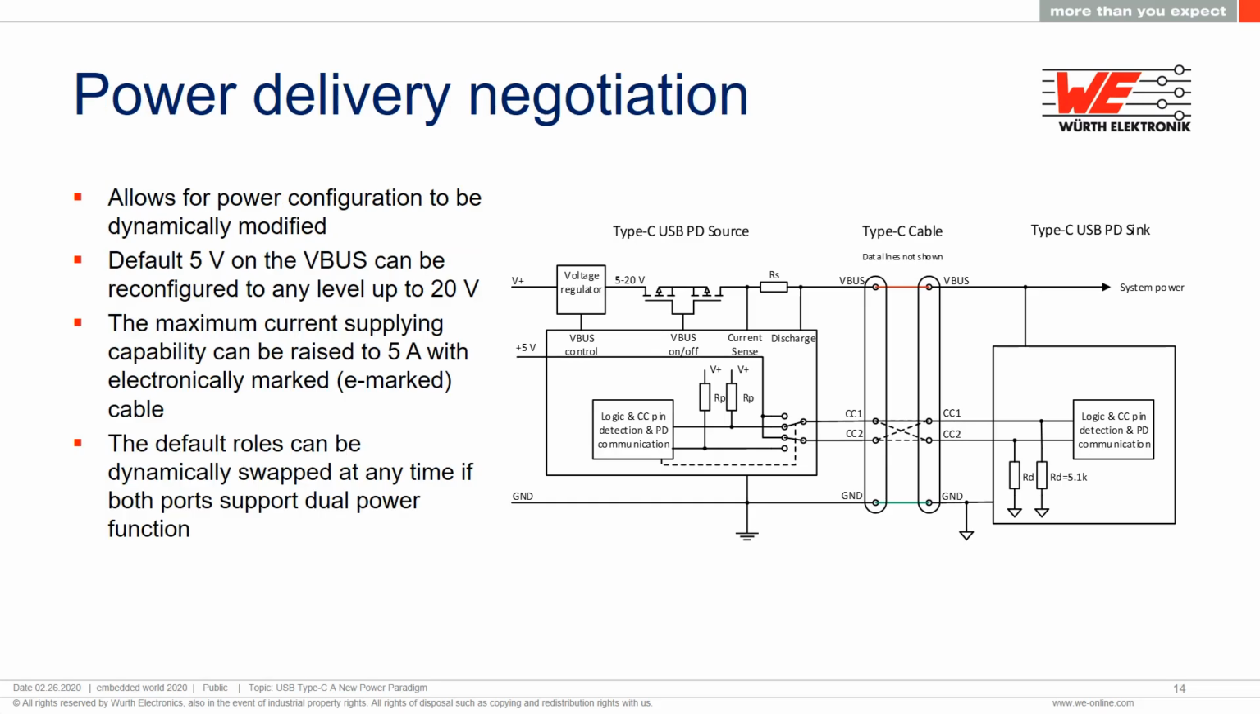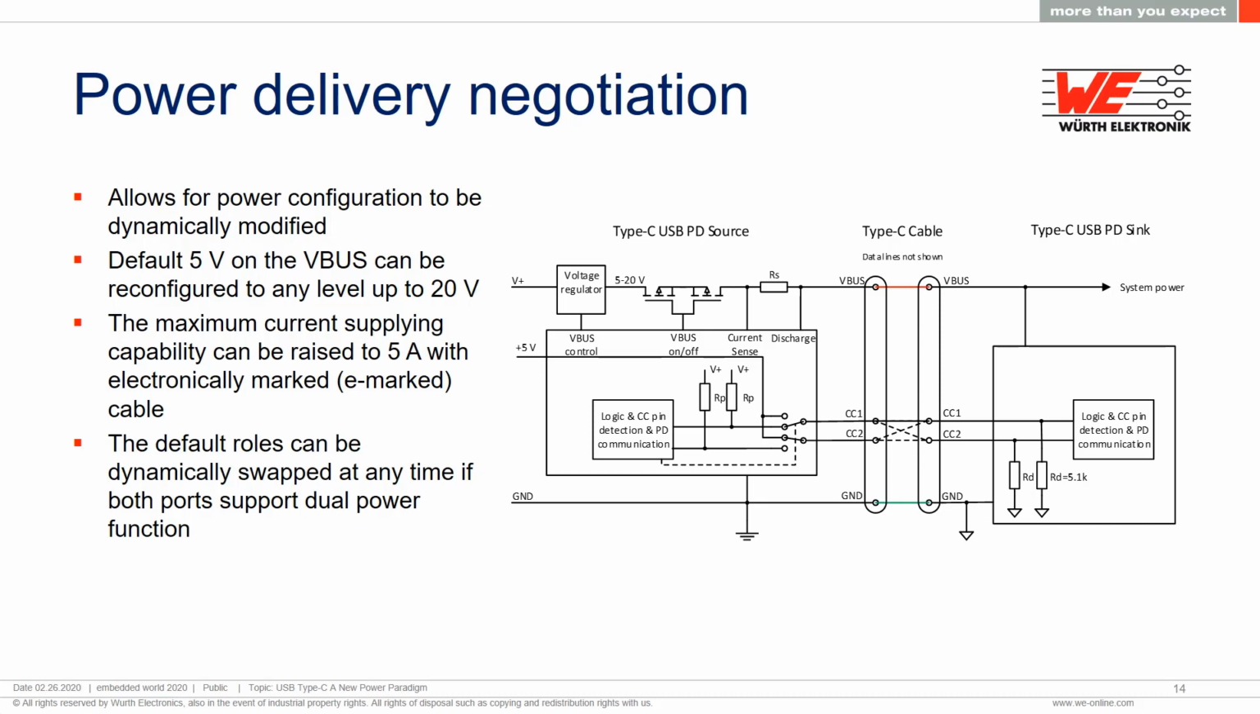The normal power delivery scheme begins when the cables are connected. The CC communication line is used to determine the connector orientation, and then the microprocessor applies 5 volts to the VCONN line. This is important to see if the cable is E-marked, indicating additional capabilities. We'll get to that in a minute.